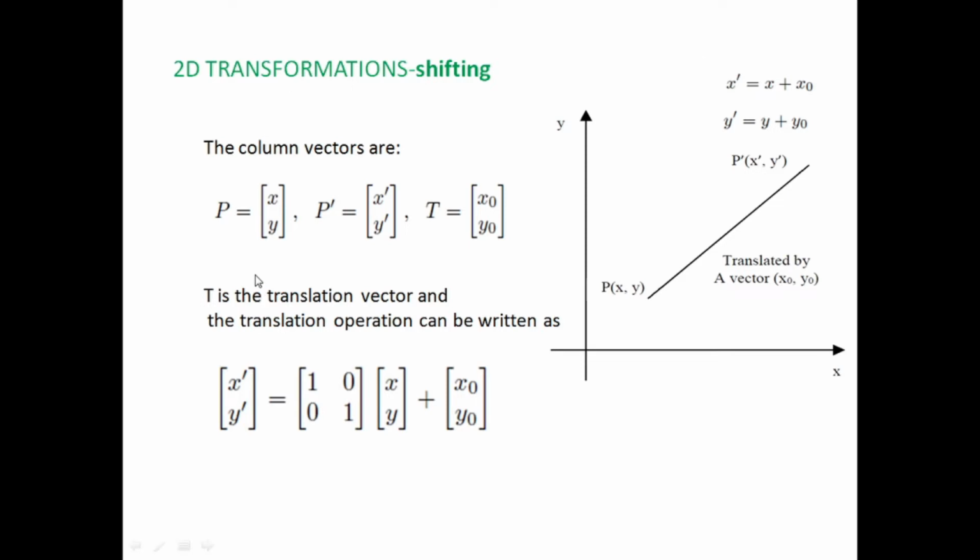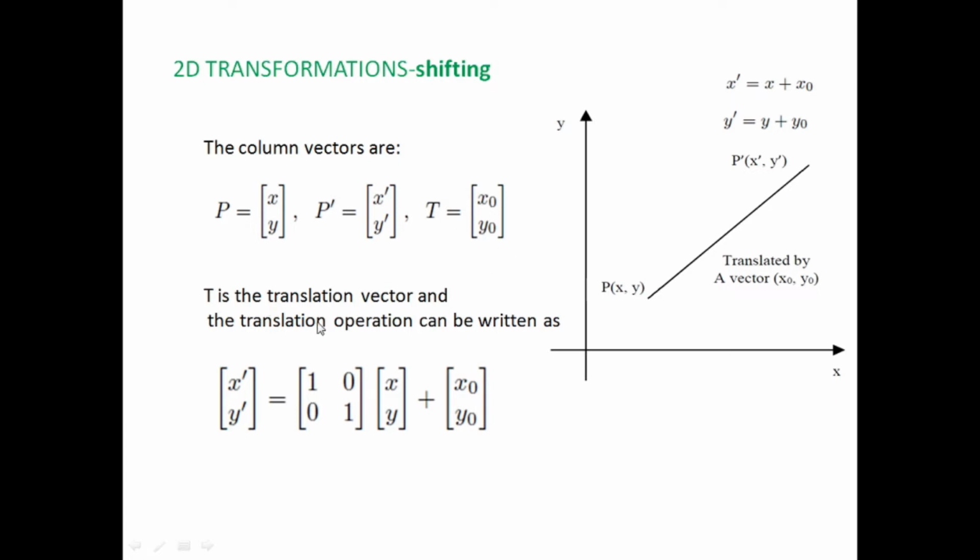So if I would like to represent the new coordinates in terms of the old coordinates, first thing, I will be writing the coordinates in a vector form. So here I have taken them in a column vector. P is my old coordinate and P dash is my new coordinate. So these are the coordinate values, that is x, y, and here it is x dash, y dash. So what is the translation? That means what is the amount of displacement? What is the displacement vector? It is x naught, y naught.